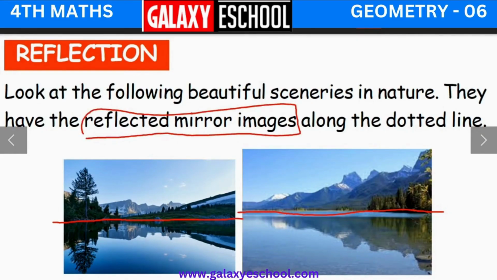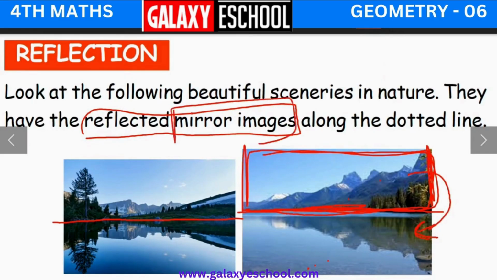In the water we see our reflection. Yes, as you can see here, the scenery is only this much. The actual scenery, the mountains are present only here, but because there is water below here and we can see our reflection in water, the same scenery is reflected in the water as well. And why is it called a mirror image? As we have discussed in the previous class, mirror images are exactly the same. So exactly the same scenery is reflected in the water.